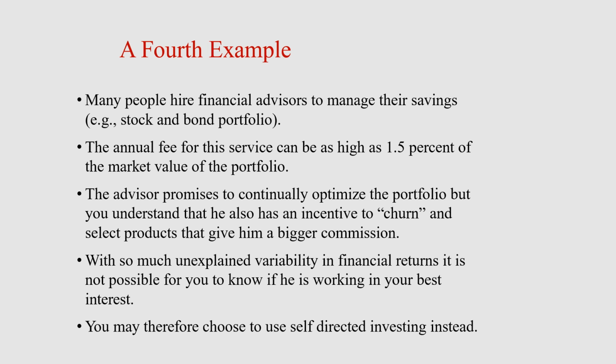A fourth example, many people hire financial advisors to manage their savings, their stock and bond portfolio. The annual fee for this service can be as high as 1.5% of the market value of the portfolio. The advisor promises continually to optimize the portfolio, but you understand that he also has an incentive to churn and select products that give him a bigger commission. With so much unexplained variability in financial returns, it's not possible for you to know if he's working in your best interest. You may therefore choose to use self-directed investing instead.